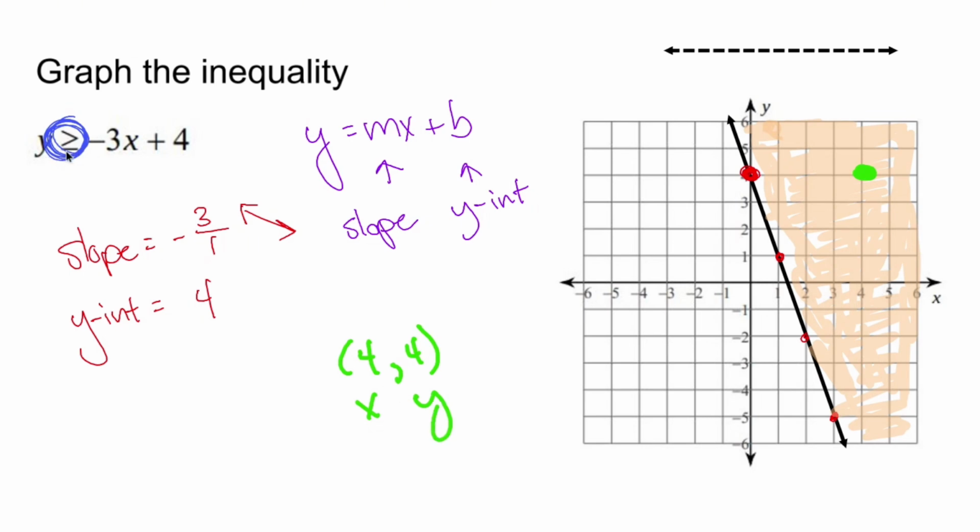Since this is or equal to, I can also choose points on the line, like 0, 4. And if I choose 0, 4 and plug it into the original inequality, I'm going to get a true statement. In fact, I would get y is greater than or equal to 4, or 4 is greater than or equal to 4, which is a true statement. So when you graph an inequality, you create a shaded region that says all of these points are possible answers to the original inequality right there.